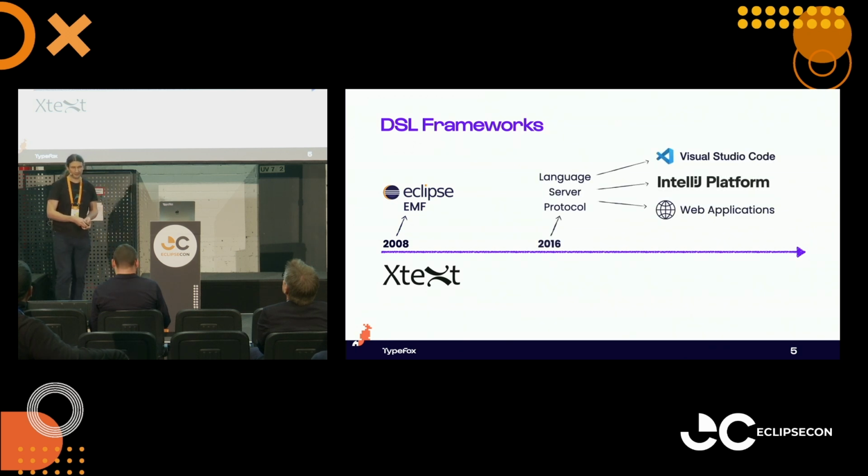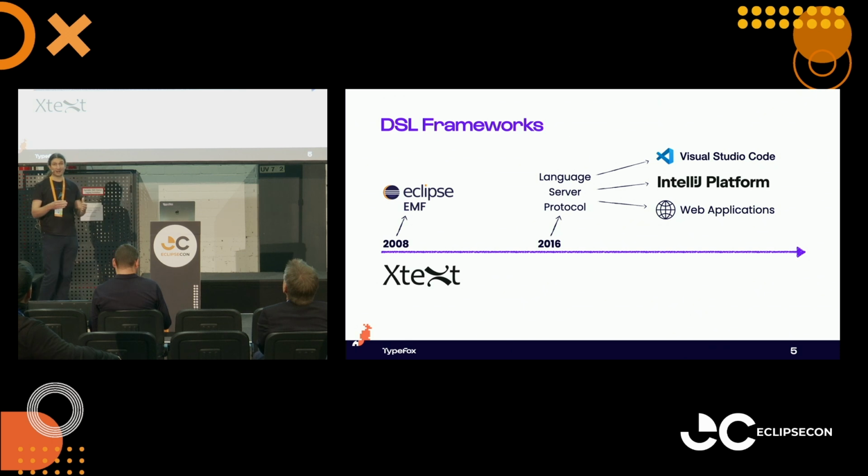Then later in 2016, we extended Xtext to also support the language server protocol, with the goal to make it available for other platforms. First, Visual Studio Code, which is the platform that introduced the language server protocol. But then it's also available for the IntelliJ platform or for any kind of web application. So the language server protocol was the key enabler to move it into other IDEs and other kinds of applications.